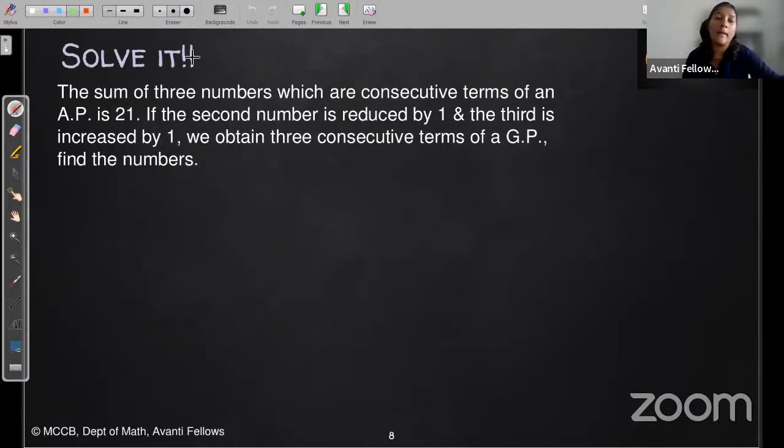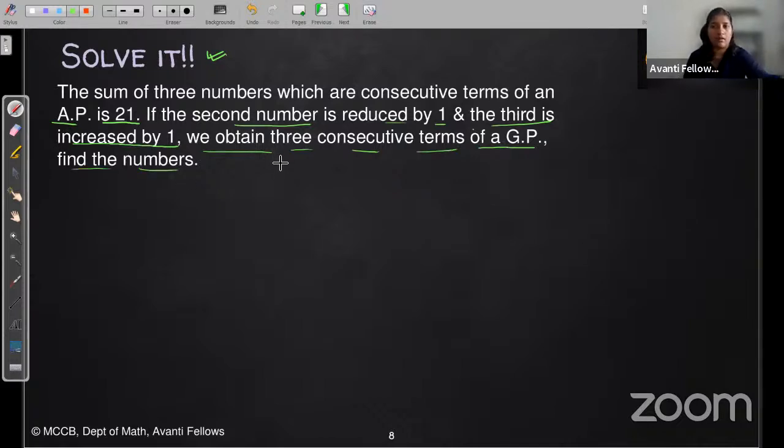So next we have an example here. Let's try to solve this. What does the example say? The statement here is: the sum of three numbers which are consecutive terms of an AP is 21, and if the second number is reduced by 1 and the third number is increased by 1, we obtain three consecutive terms of a GP. Find the numbers.